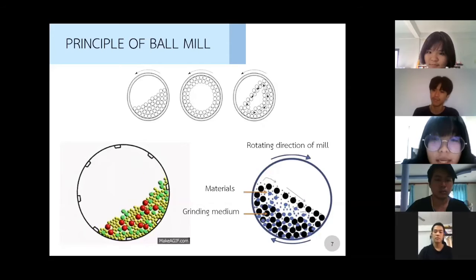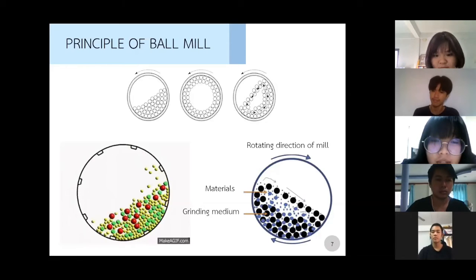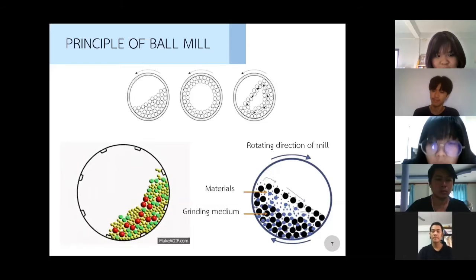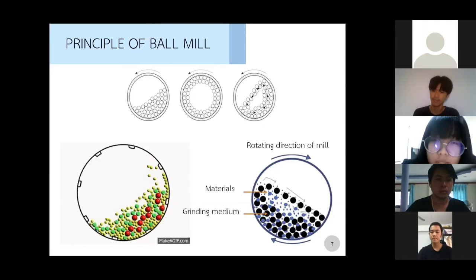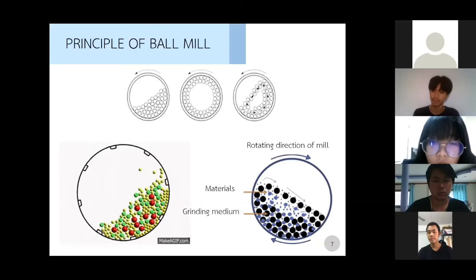You can see the picture at the top of the slide. First is the low speed of the ball mill. In the middle is the high speed of the ball mill. And the last one is the correct speed, called the critical speed. You should calculate the critical speed before you use the ball mill.